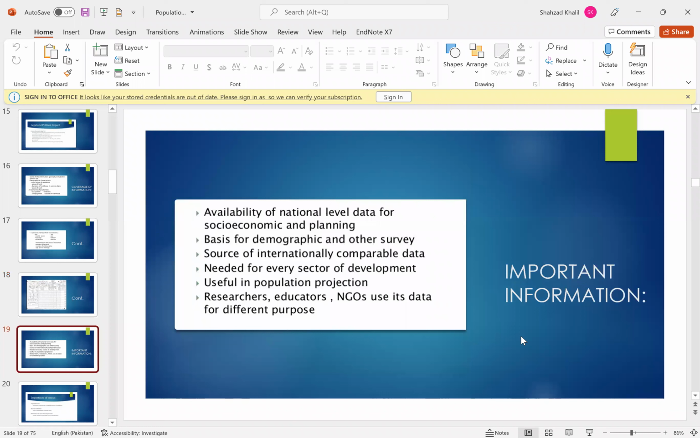The important information we gather is the availability of national level data for socioeconomic planning, a basis for demographic and health surveys, a source of internationally comparable data needed for every sector of development, useful in population projection. Researchers, educators, and NGOs use its data for different purposes.